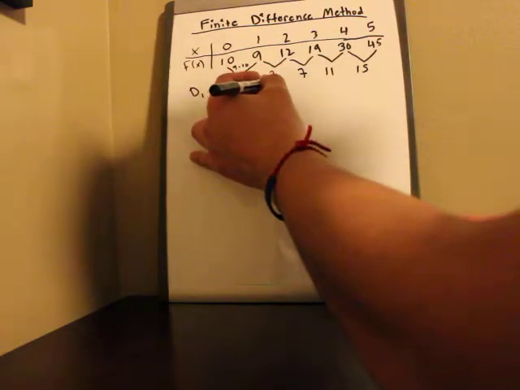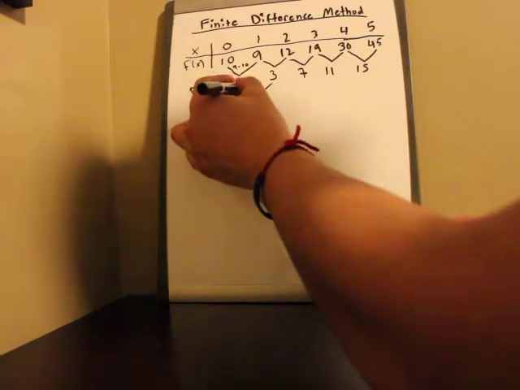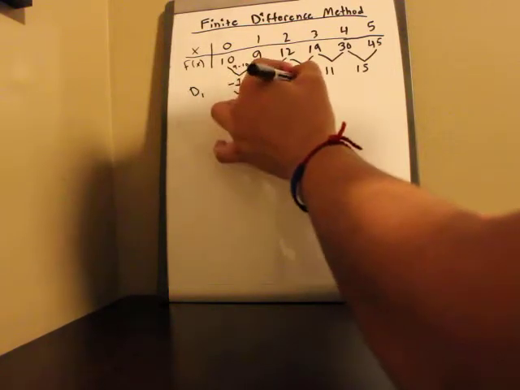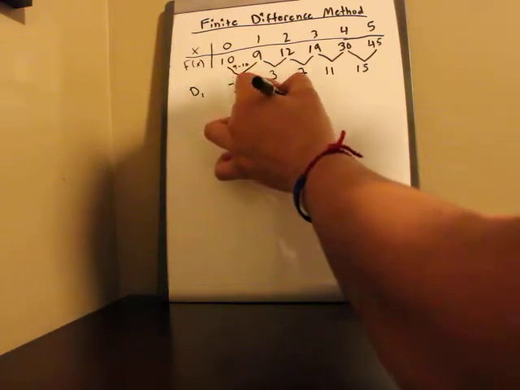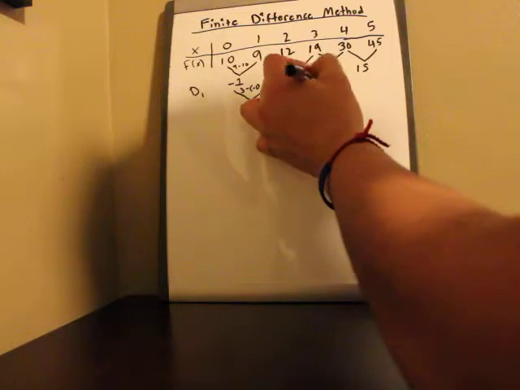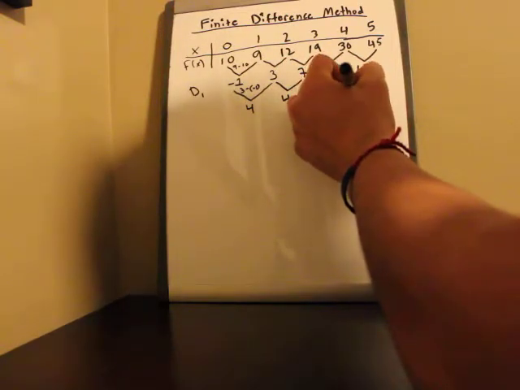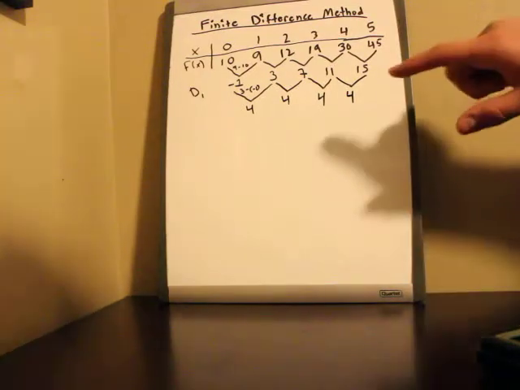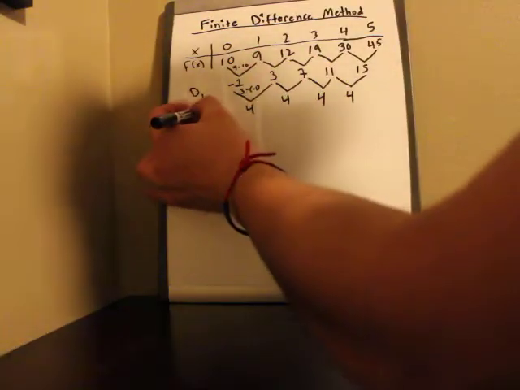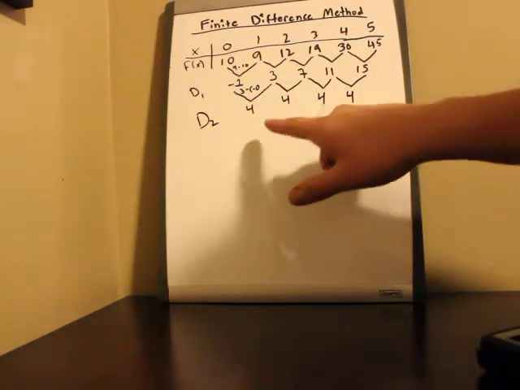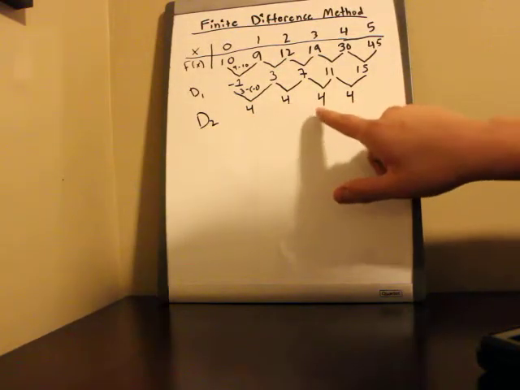Well, what's 3 minus negative 1? Well, that's 4. What's 7 minus 3? Well, that's just 4. What's 11 minus 7? That's 4. What's 15 minus 11? That's 4. After we took the second difference, D2, we recognize now that we have our constant rate of change.